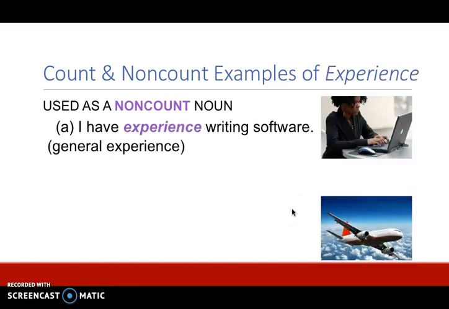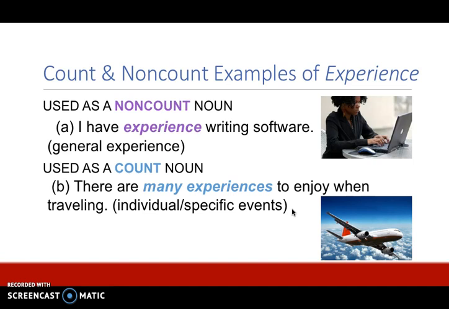Experience, used as a non-count noun. I have experience writing software. And this is the idea of general experience, something that I have done in my life. Used as a count noun, there are many experiences to enjoy when traveling. This is the idea of individual or specific events. And you can see that this noun is plural because it's count. So for example, the experience of looking out the airplane window and seeing beautiful mountains.